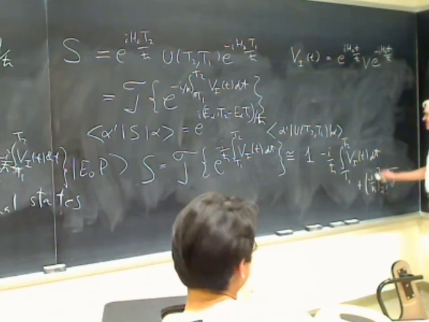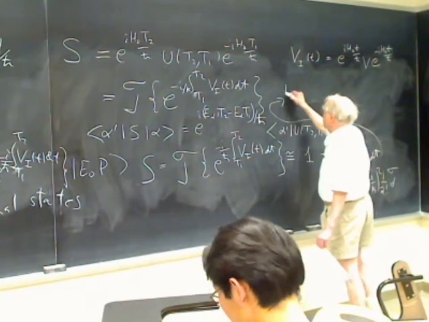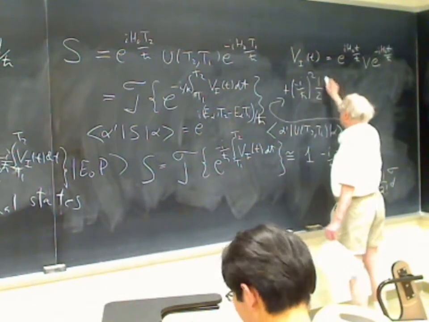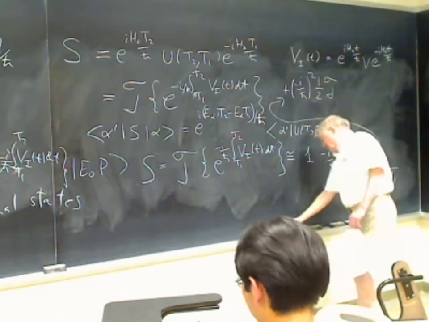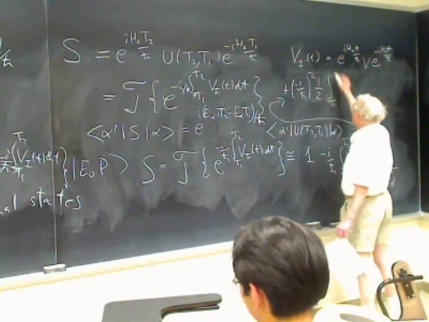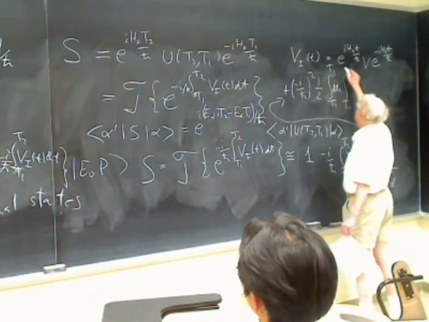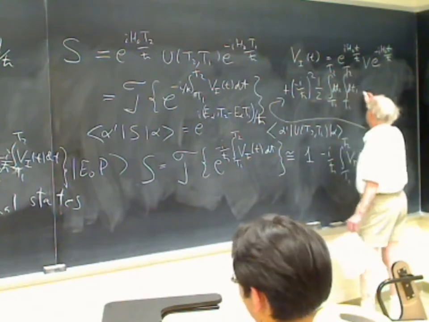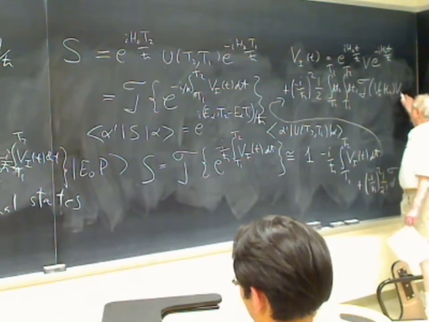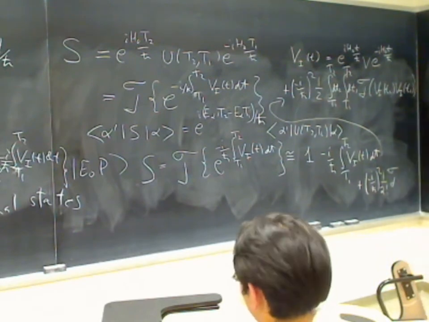Let me write this one up here. Okay, I'm going to just see where it goes. So plus minus i over h bar squared, 1 over 2 factorial, time-ordered product. Or in fact, to write it a little better, let's just write the two integrals: integral t1 to t2 dt2, integral t1 to t2 dt1, time-ordered product of V_I(t2), V_I(t1). So that's the second term.